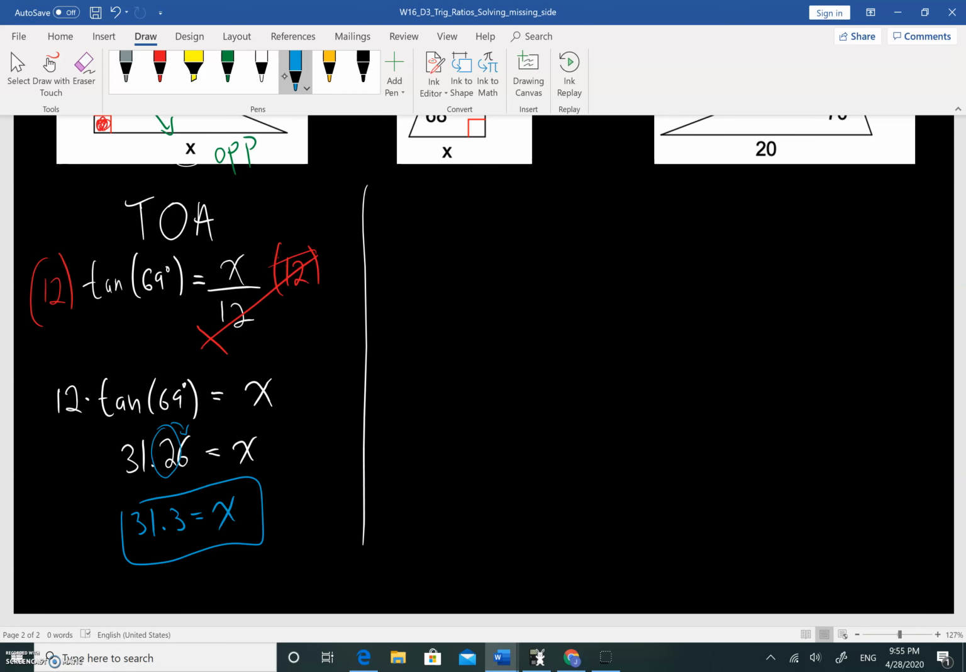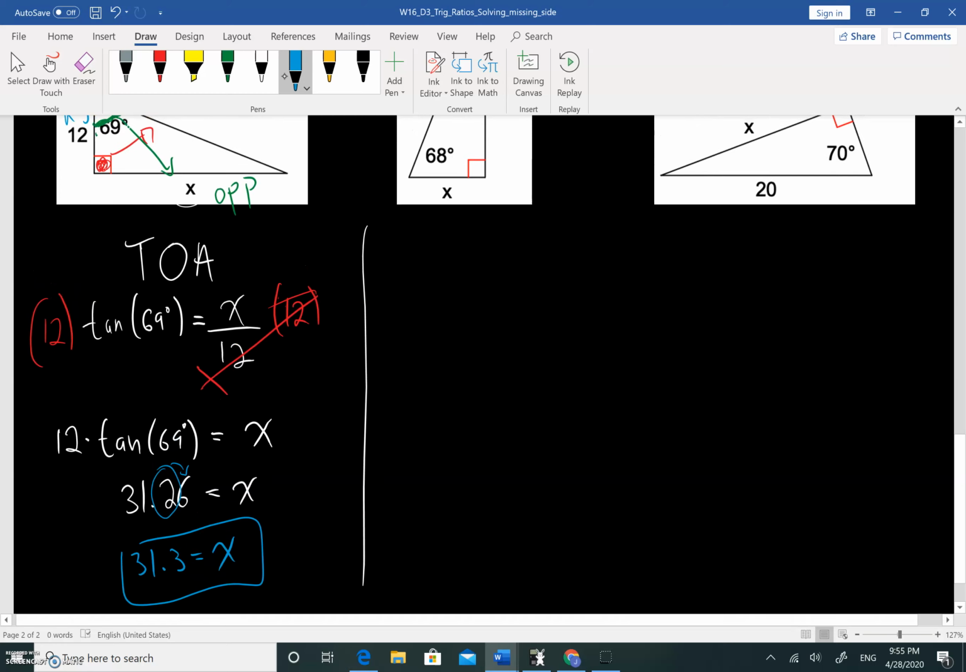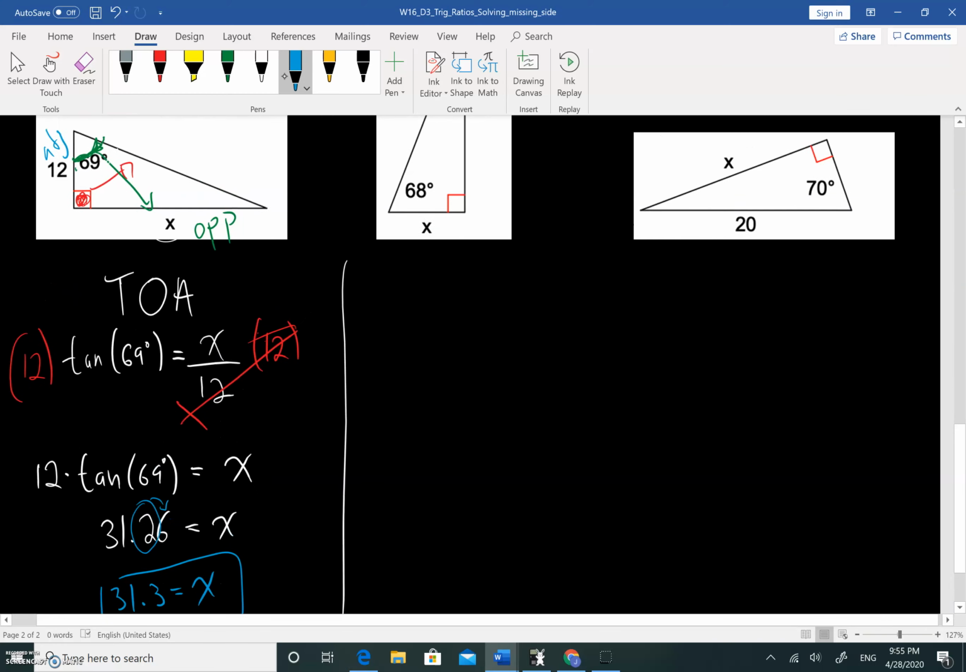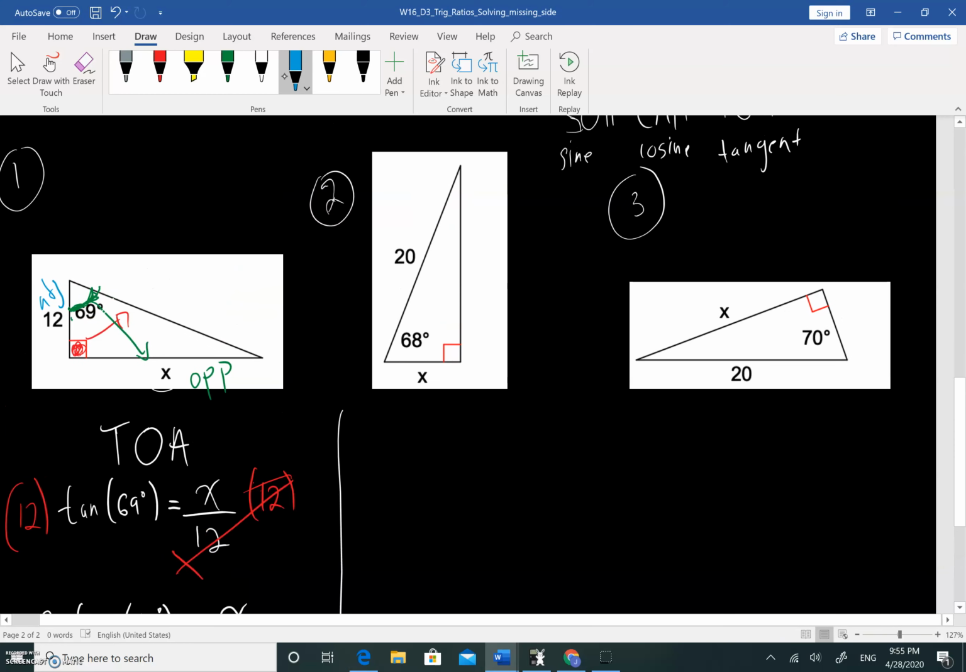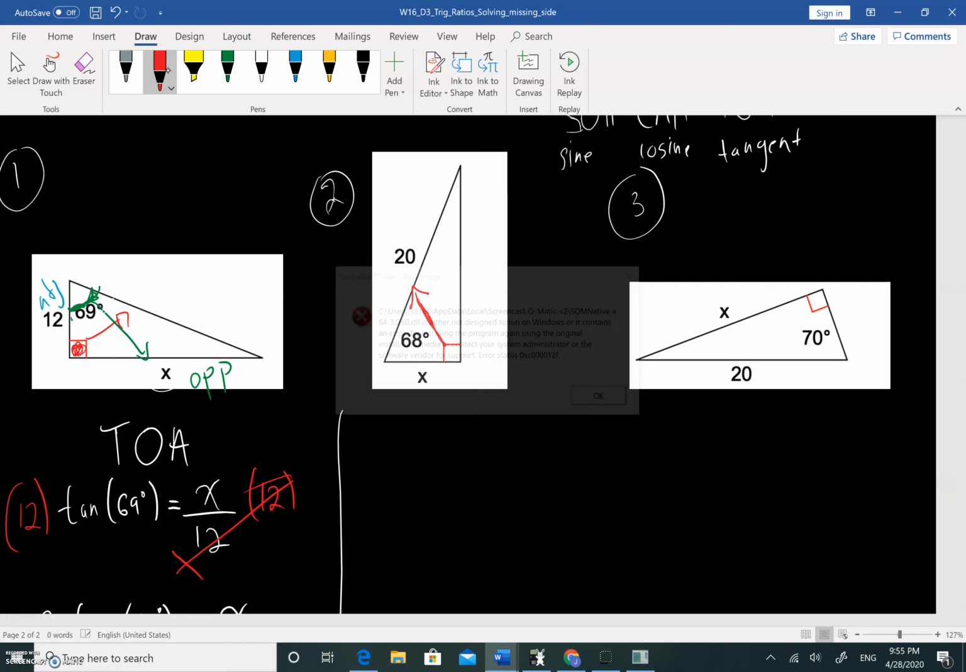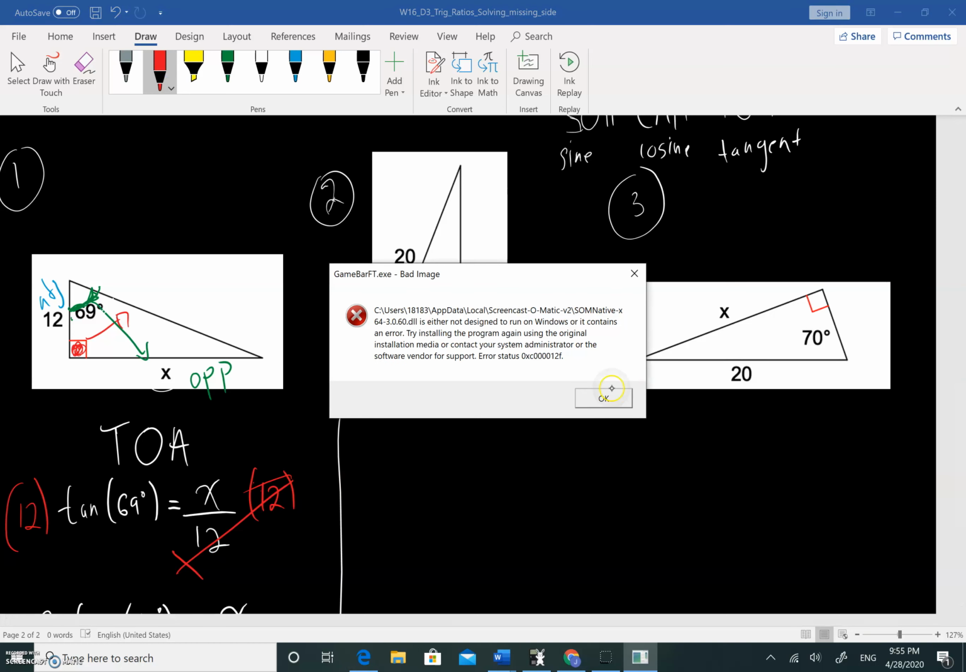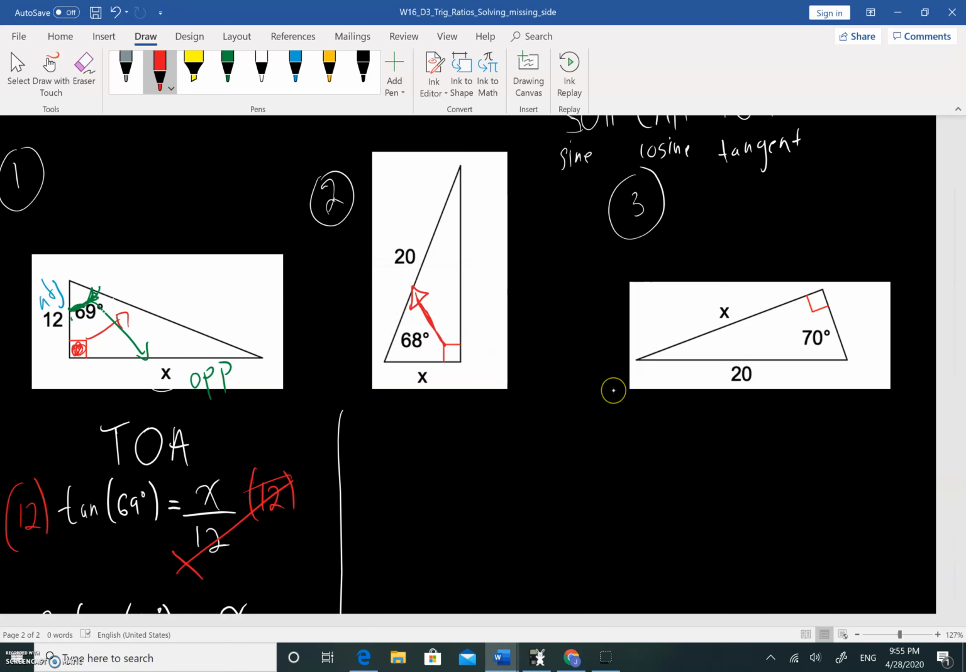Alright guys, let's go to the next example. So in this case, again, we have to first identify what is my hypotenuse. That's the one that's opposite to the 90-degree angle. So it's going to be this one. So it's going to be my hypotenuse.